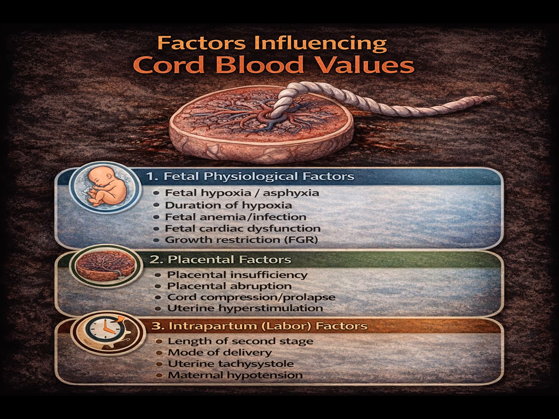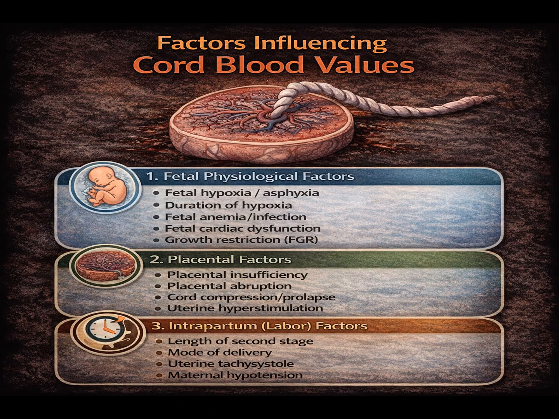There are many factors that influence the cord blood value, like fetal physiological factors: fetal hypoxia, asphyxia, duration of hypoxia, fetal anemia, infection, fetal cardiac dysfunction, and fetal growth restriction. There are placental factors like placental insufficiency, placental abruption, cord compression and prolapse, and uterine hyperstimulation.